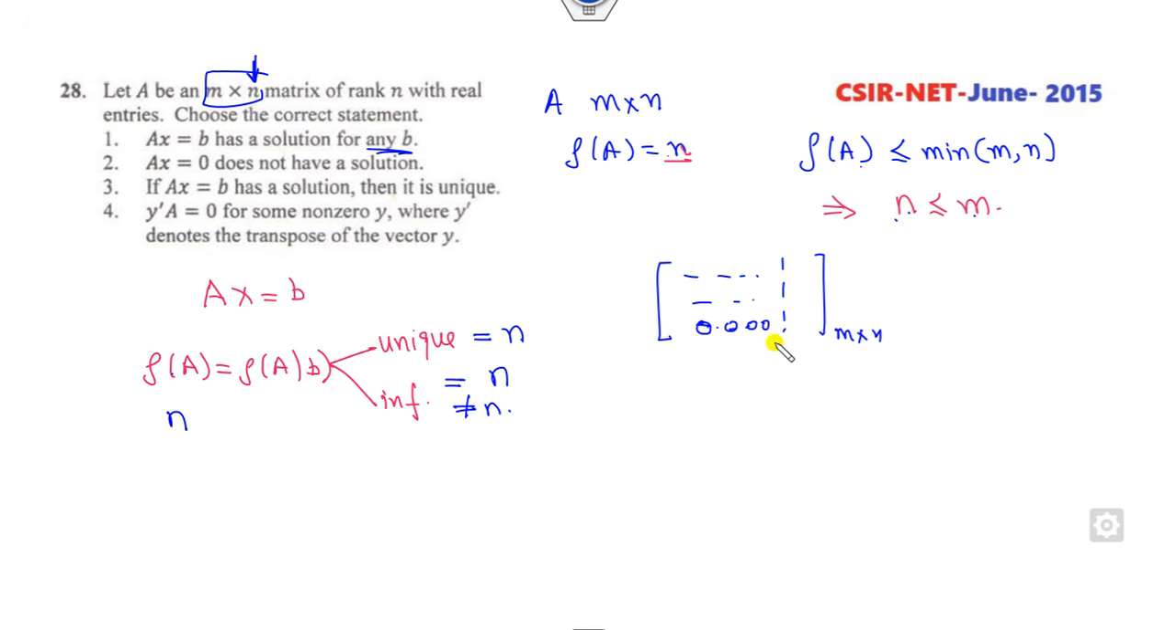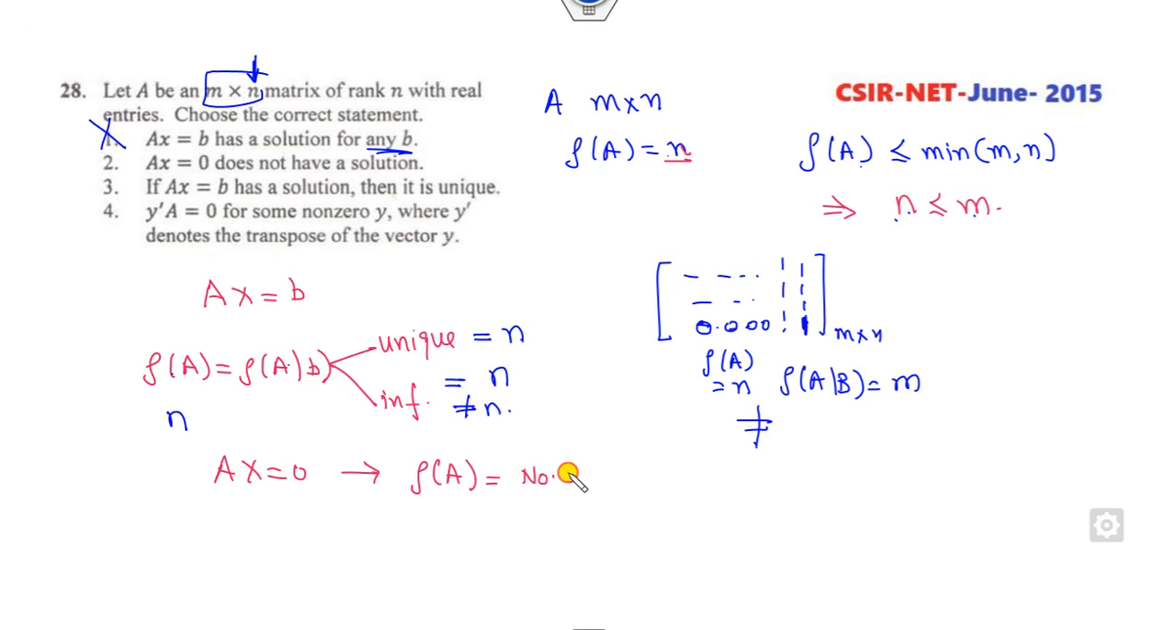And for any b, if I simply take the b as my here, what is the rank of this? N. Rank of the A condition B is my m, because of these non-zero elements, both are not same, so it does not have a solution. Ax is equal to 0 has a solution when the rank of the A is my number of column vectors. So what is the column vector? N, but it's the same, so it means it has a unique solution, so this option is cancelled out.